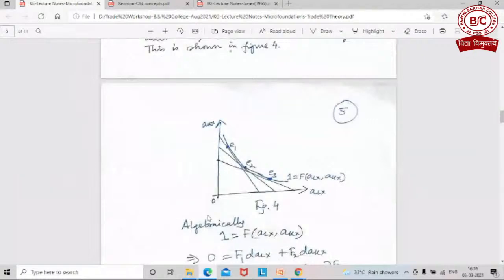Just consider this figure. Consider this unit isoquant, 1 equals f of ALX, AKX. And you just change the slopes of the isocosts. Initially the equilibrium is at E1, then at E2, then at E3. If W by R gets flatter, then equilibrium may be somewhere at E4. But what we can say is that this unit isoquant covers all different isocosts, isn't it? So this is the envelope. If we join E2, E3, we find that we are on the same production indifference curve, or isoquant. So this production indifference curve is the envelope of all isocosts. You got my point?